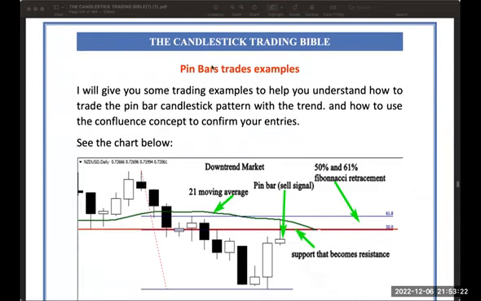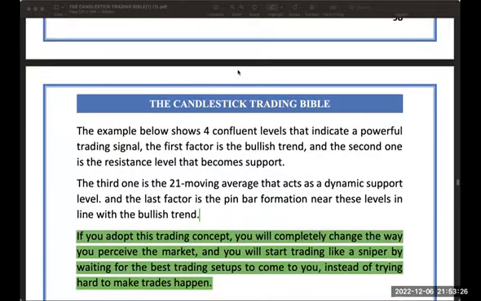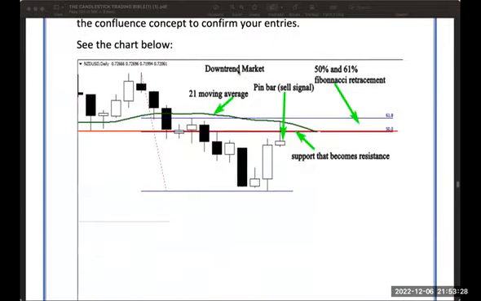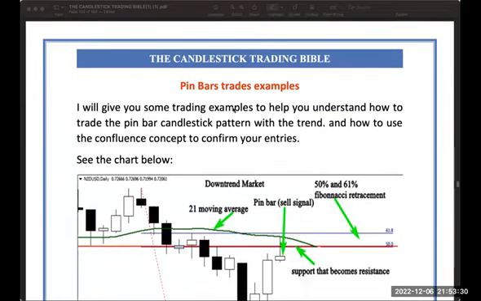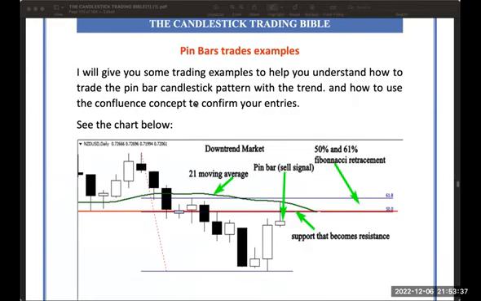Okay, pin bar trade examples. So I think we were talking about pin bars from the last time. So we're going to start from here. I'll give you some trading examples to help you understand how to trade the pin bar candlestick pattern with the trend and how to use the confluence concept to confirm your entries.